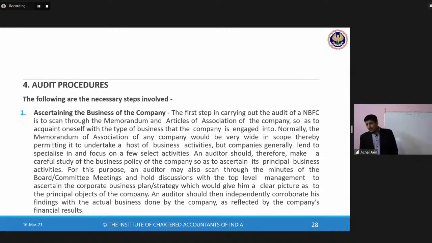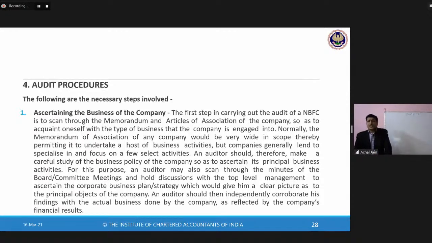Further, in relation to these controls, the auditor will also be required to do some control testing. On the basis of the control testing, the auditor would be able to make out whether the controls are operating effectively or not. Now, during this process, the auditor will be required to go through the contracts or the arrangements which the NBFC would be having with its customers.